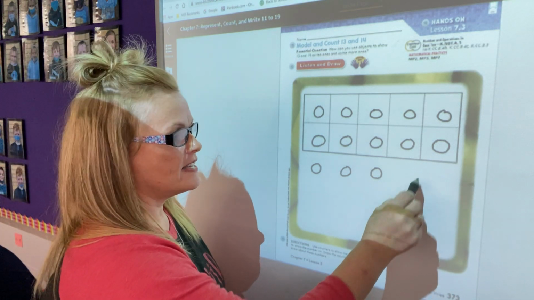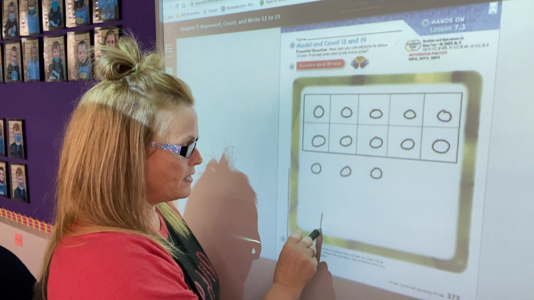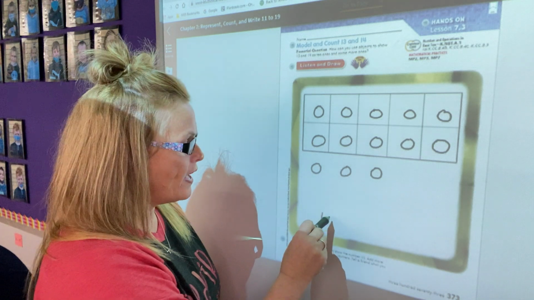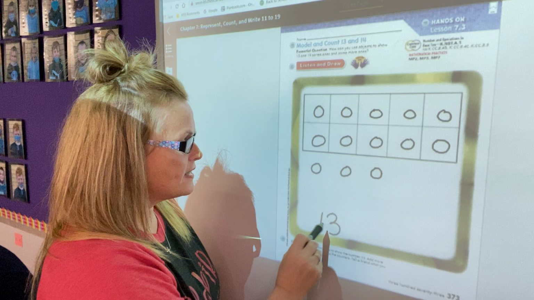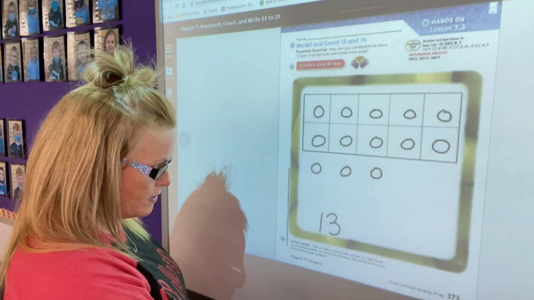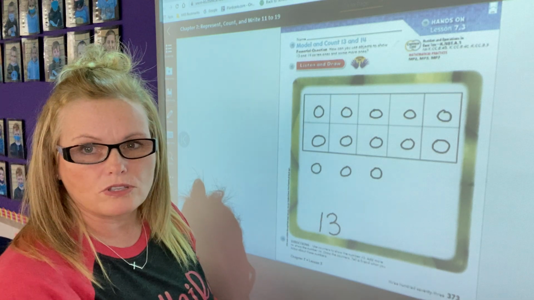At the end, or actually down here on the bottom, let's go ahead and write 13. Do you remember what it is? It's a 1 and a 3. I'm going to use a different color, and you guys can still use your pencil. If you have a pencil, you could just color in.